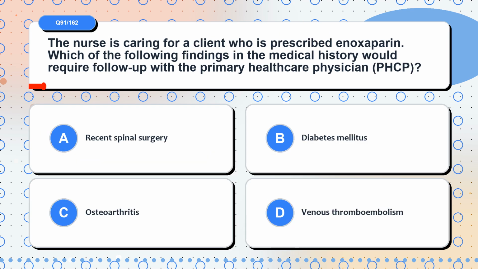Question 91. The nurse is caring for a client who is prescribed enoxaparin. Which of the following findings in the medical history would require follow-up with the primary healthcare provider, PHCP? Here are the options. Option A. Recent spinal surgery. Option B. Diabetes mellitus. Option C. Osteoarthritis. Option D. Venous thromboembolism.